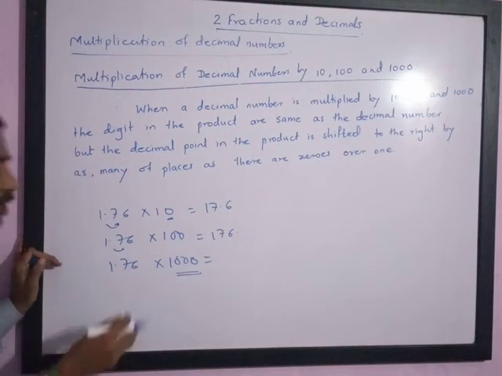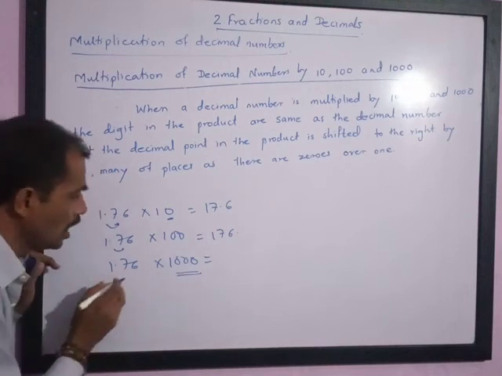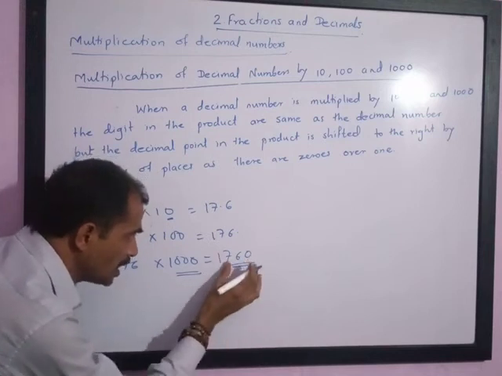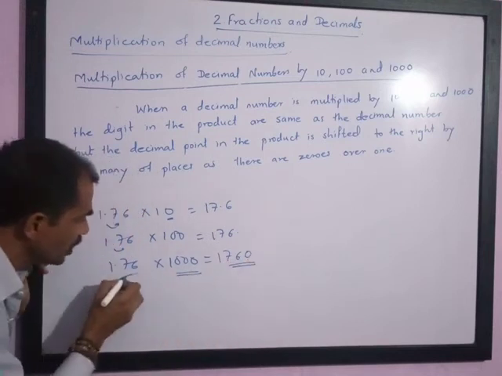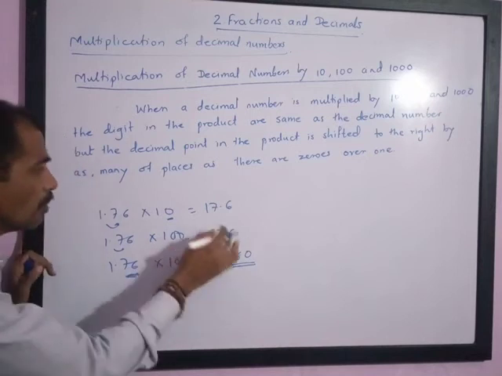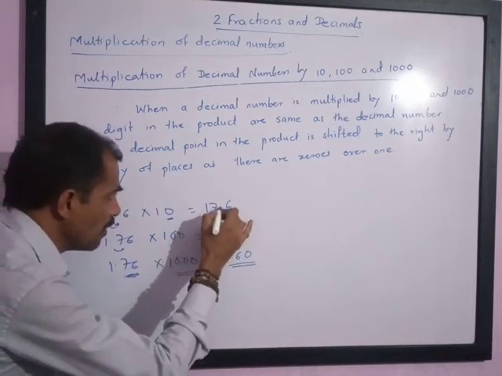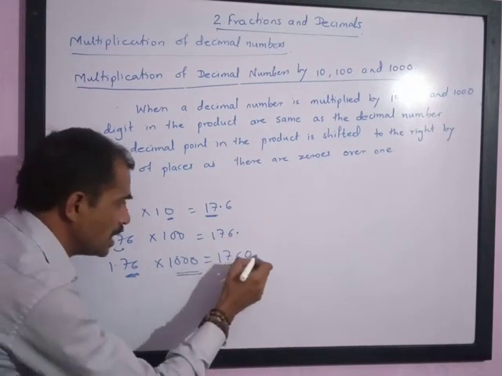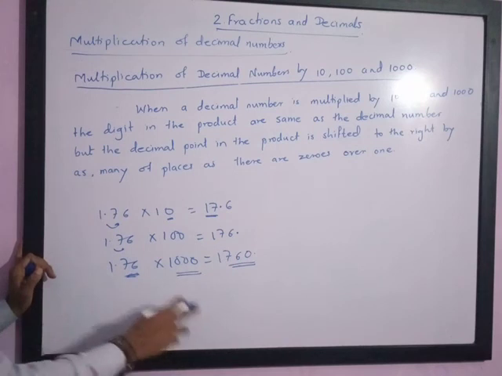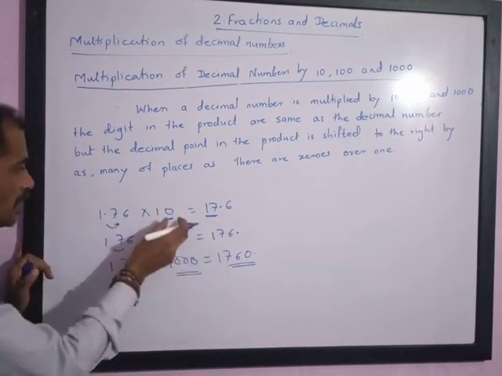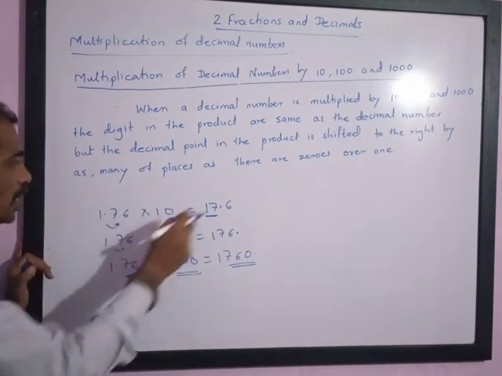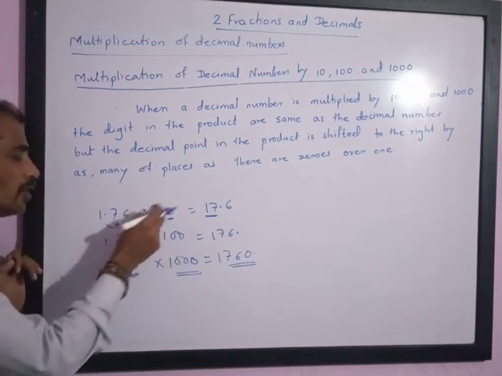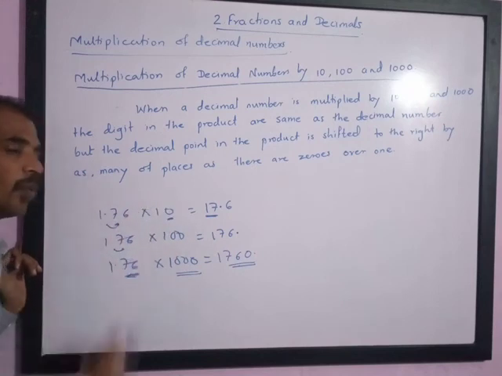Here there is no number. If the number is not there, we have to add 0 to it. So it will be 1760. Please understand, 3 decimal places we have to shift. Even if digits are not there, we have to add 0. You will see 17.6, 176.0 and 1760.0. From this you can understand that the decimal point is shifted to the right depending upon how many zeros are after 1.